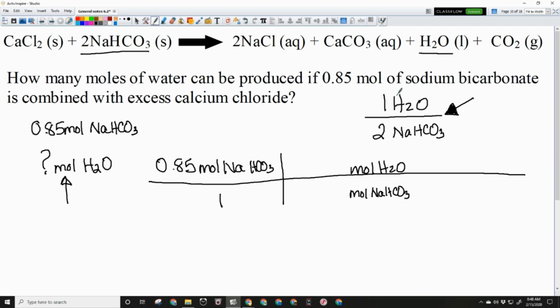Oh, this is supposed to be moles. I forgot to put the mole in there. So 2 moles of sodium bicarbonate is equal to 1 mole of water. And how do I know that? I got it from my equation right here. And remember, if I don't have any numbers written here, it's 1. We just don't write the ones.